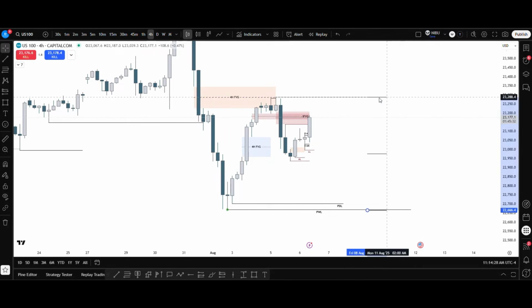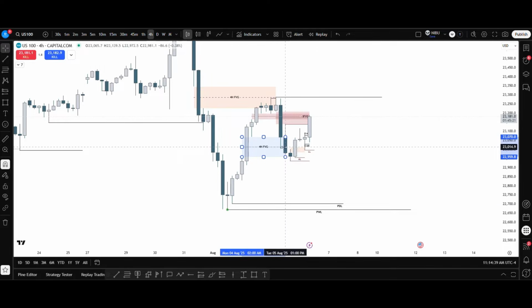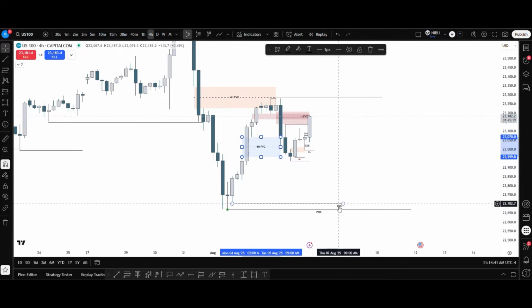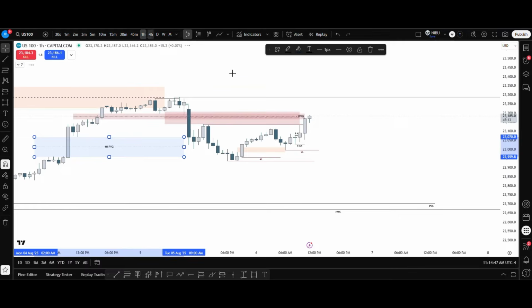This was previous day high, and previous day low. This was previous week low. And price was reacting from a 4 hour FVG. And let's move to 1 hour.